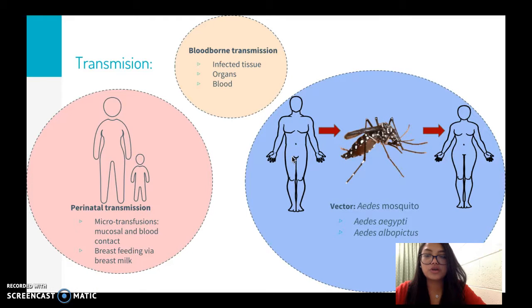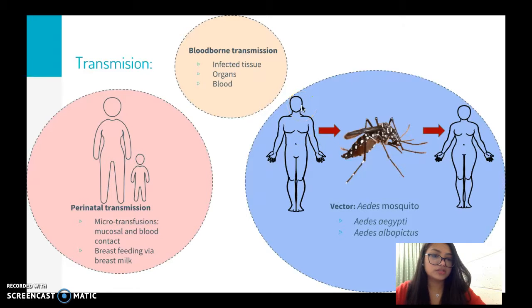So transmission: we have perinatal transmission, which includes microtransfusion. That's when mucosal and blood contact from an infected mother is passed down to the child, and breastfeeding via breast milk. Blood-borne transmission includes blood transfusions or organ transplants, where you get infected tissues from infected individuals.